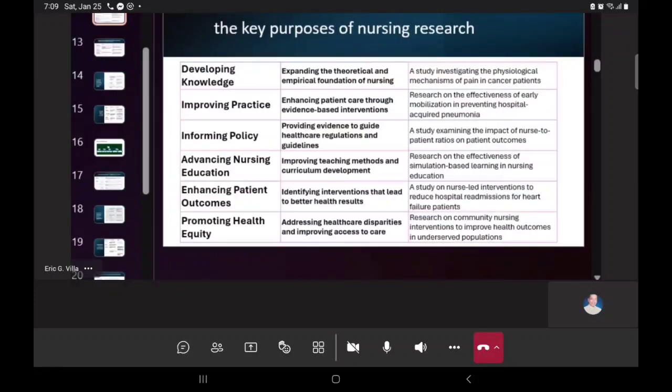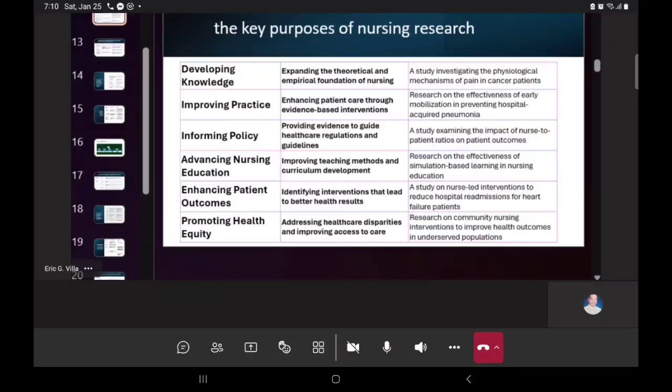Nursing research serves multiple crucial purposes that collectively advance the profession and improve healthcare delivery. One of the primary purposes is to develop knowledge. This involves expanding the theoretical and empirical foundation of nursing, which is essential for understanding complex health phenomena. For example, a study investigating the physiological mechanism of pain in cancer patients contributes to the fundamental knowledge base that informs nursing care for oncology patients.